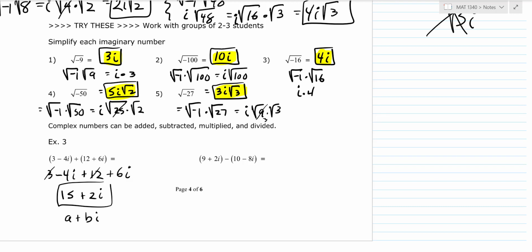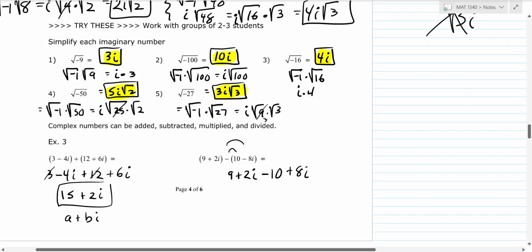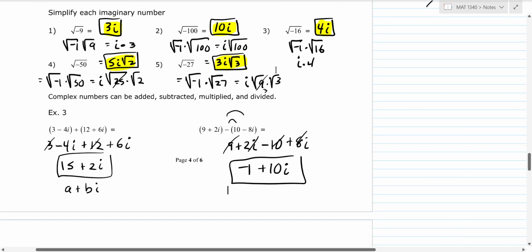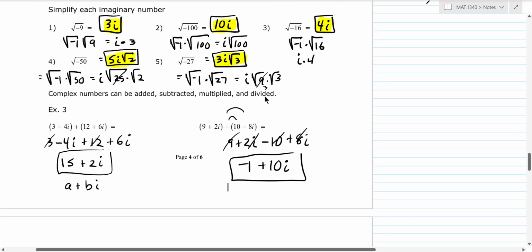If you subtract two complex numbers, it's just like algebra that you've learned. This would be 9 plus 2i minus 10 plus 8i. We've learned how to subtract polynomials, so it's just a matter of changing the signs. And then when you put this together, 9 minus 10 is negative 1. 2i plus 8i is plus 10i. So complex numbers could be added, subtracted, multiplied, and divided. I'm not going to go through multiplication and division, though, at this point in time.